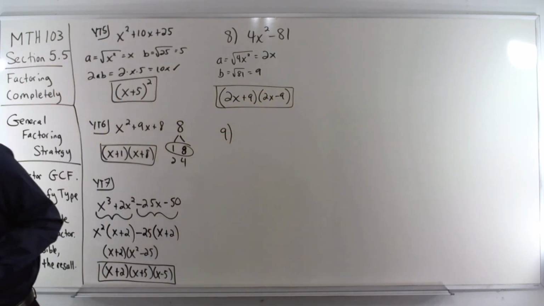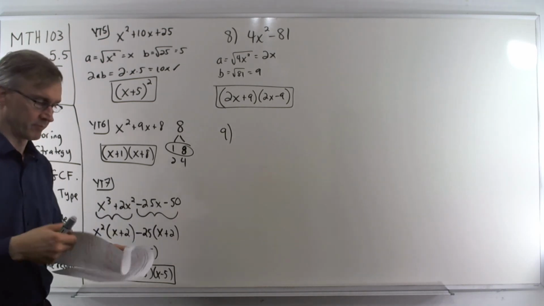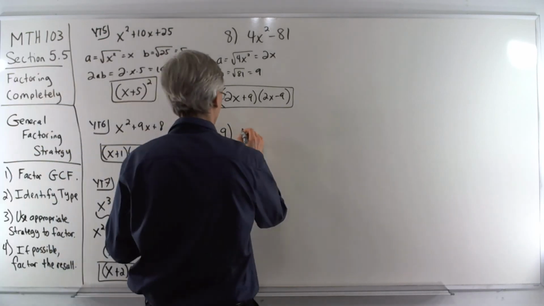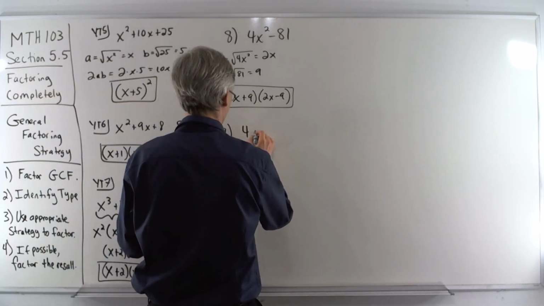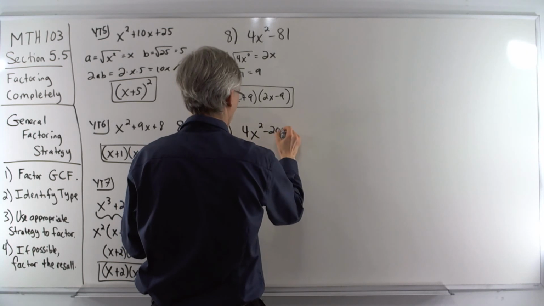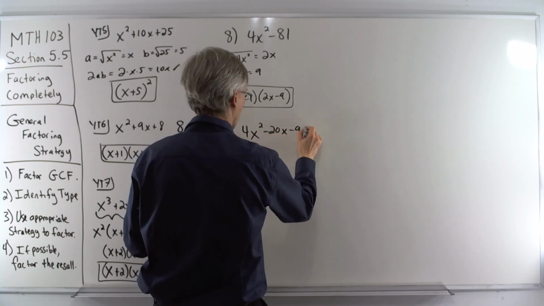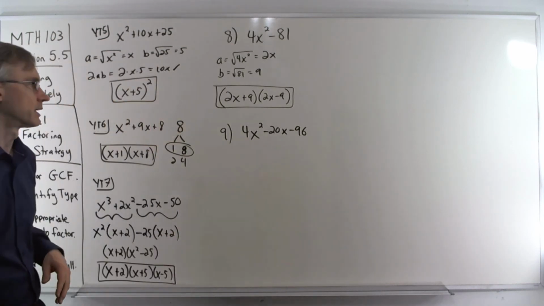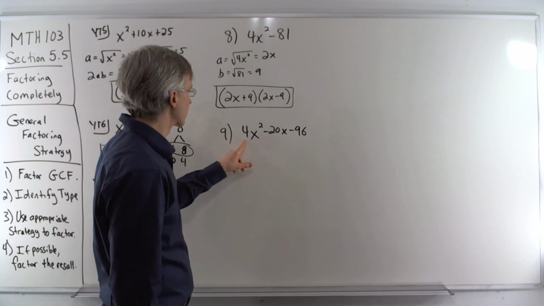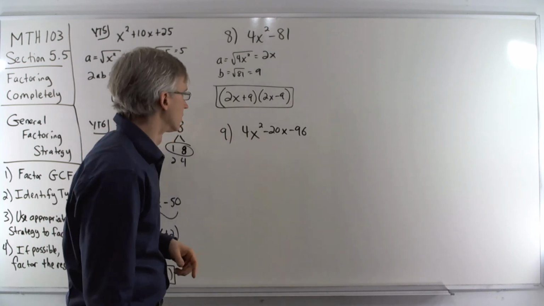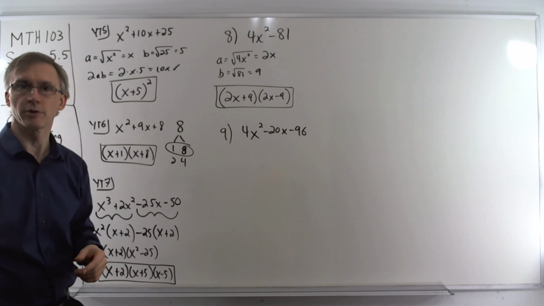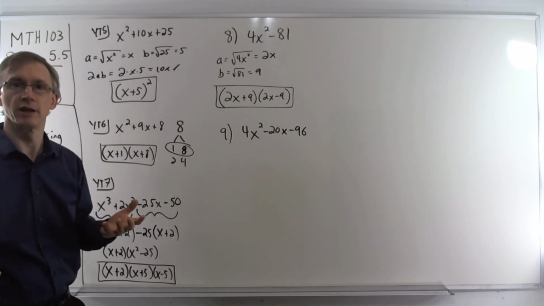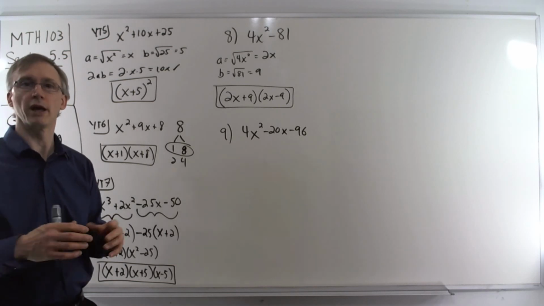Number 9. Four x squared minus 20x minus 96. Now this looks like an a does not equal 1 trinomial. And you might be able to get it to work with that technique, but if you do, you're going to get factors at the end that need to be factored anyway. And the whole thing is going to be way harder.